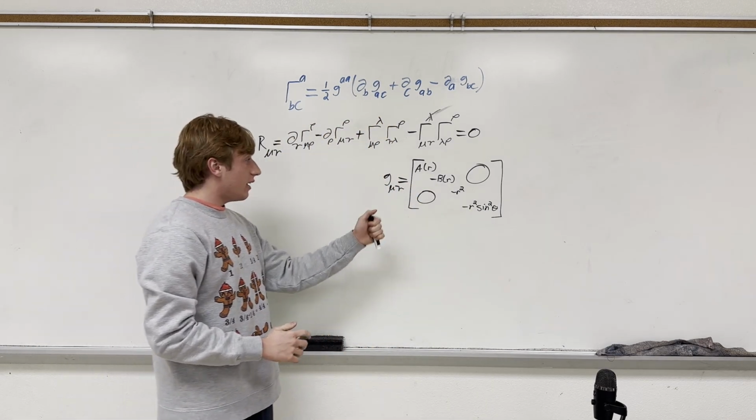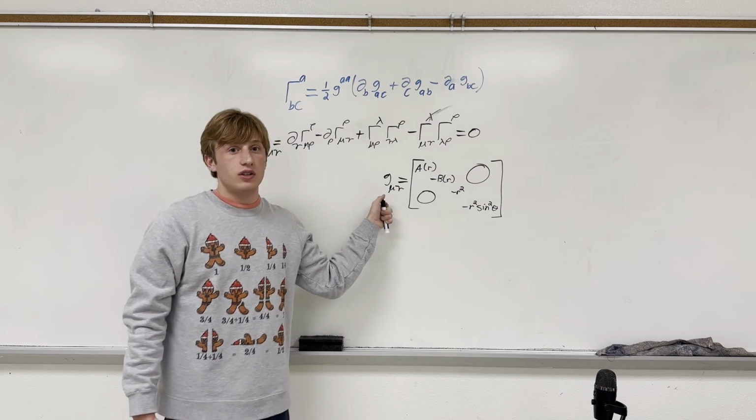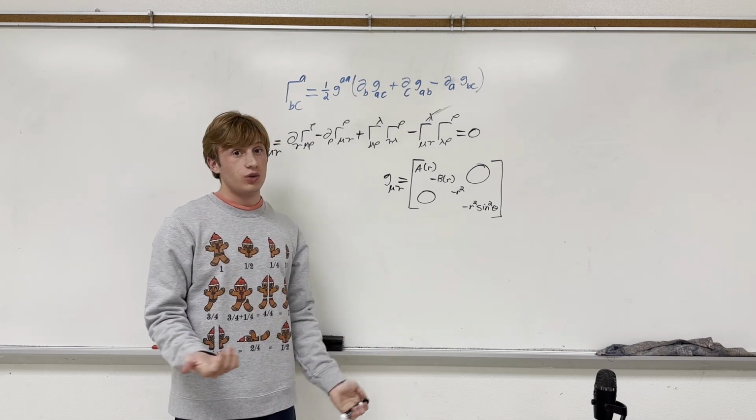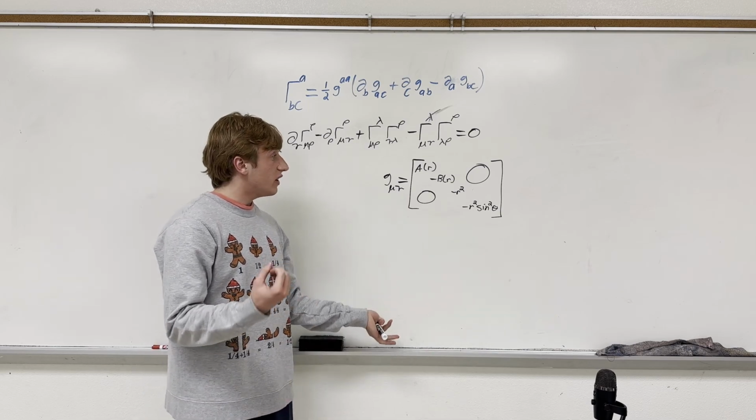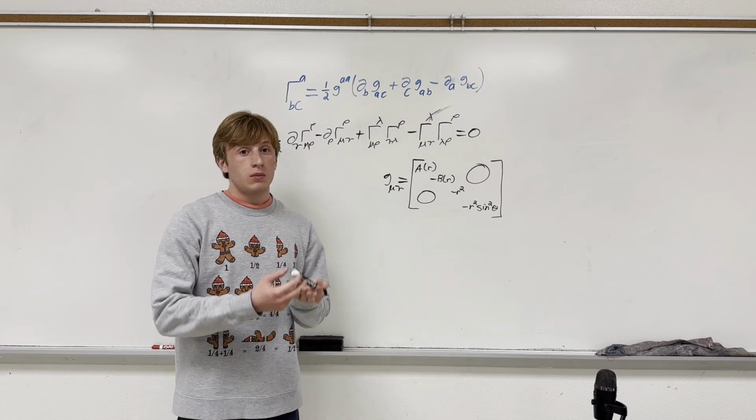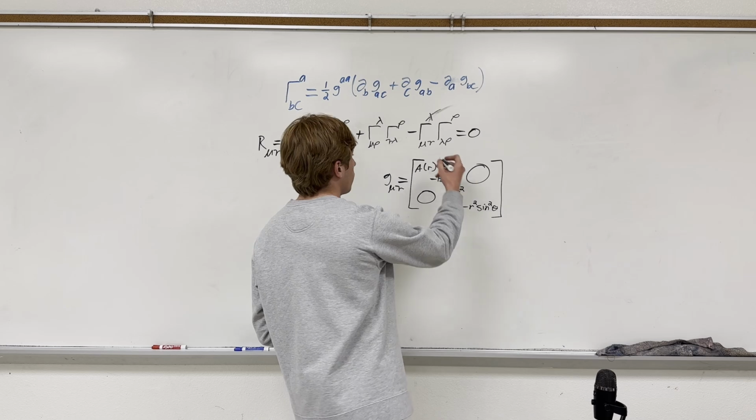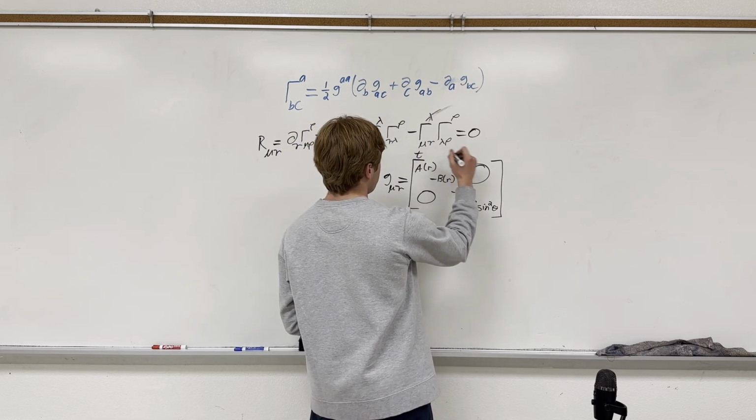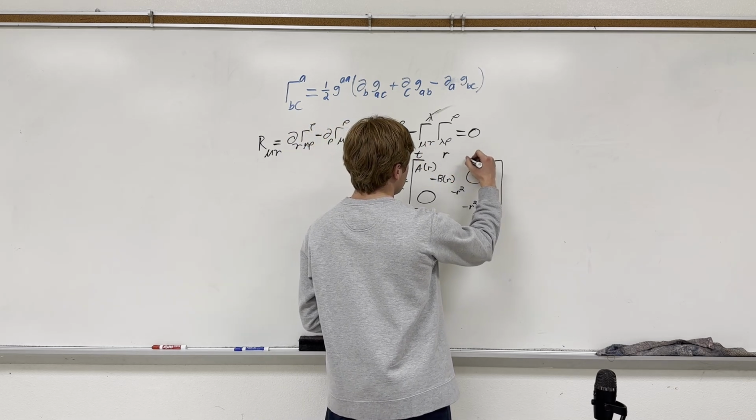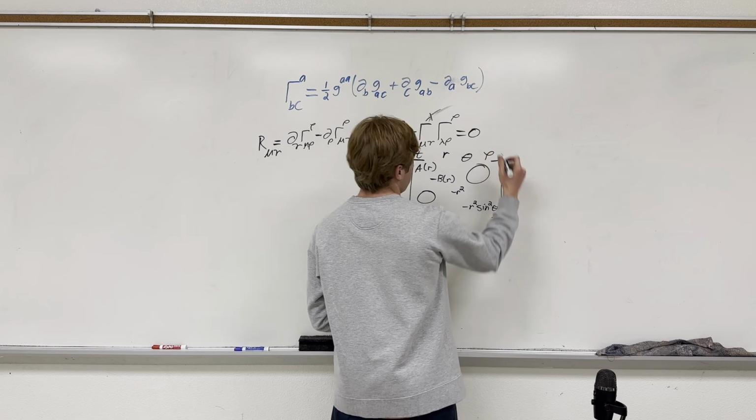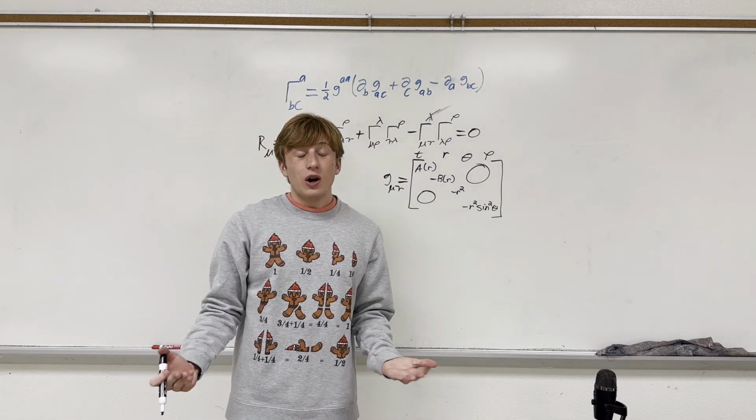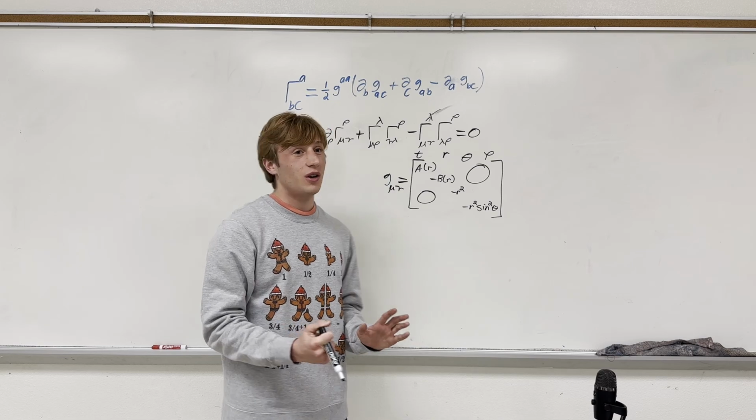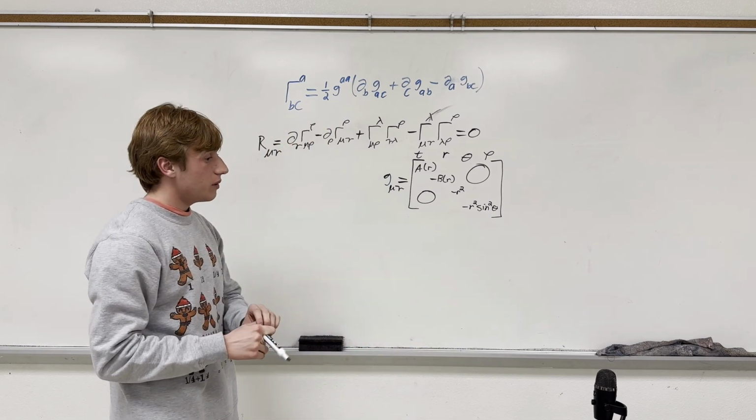Another thing is that this metric is static, so it's not changing over time. So if we differentiate this with respect to time, every component is going to be 0. If we differentiate this with respect to phi, it is also going to be 0. It should be noted that for the coordinates we're using, this is the t column, this is r, this is theta, and this right here is phi. So without further ado, let's get calculating some components of our Christoffel symbols, shall we?